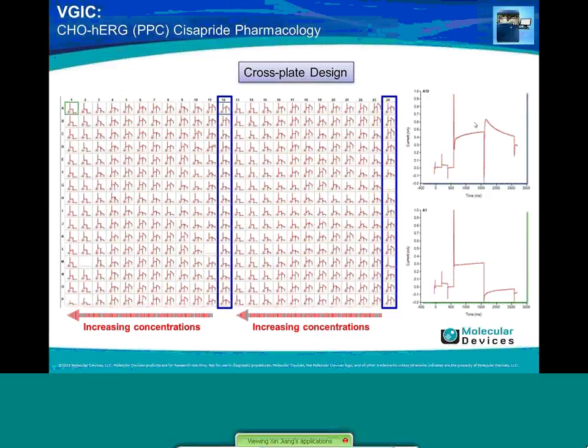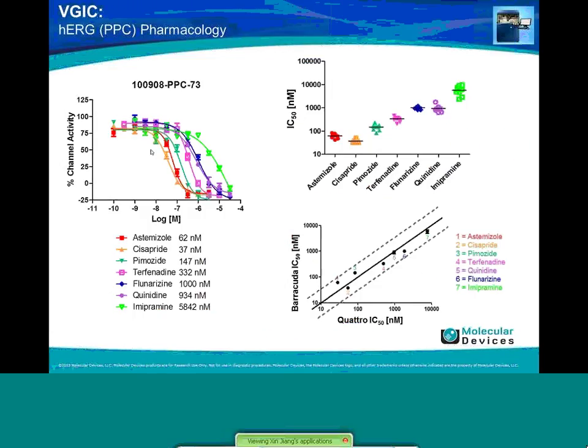The hERG current, the signal we're looking at, is this tail current, as my mouse is pointing at. So with increasing concentration of the blocker, you will see the gradual reduction of the hERG current in a very clear dose-dependent fashion. And you can plot out the dose response curve into something like this. This is the data analyzed using 7 different reference compounds for hERG channels.